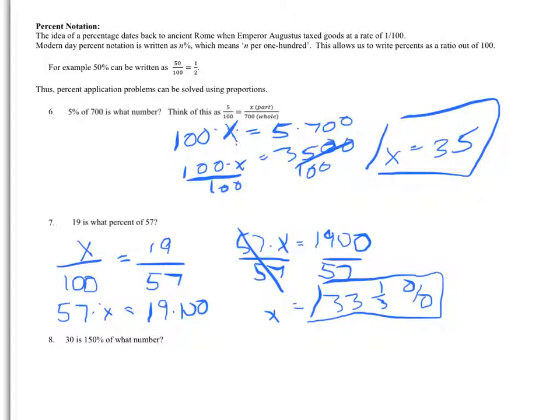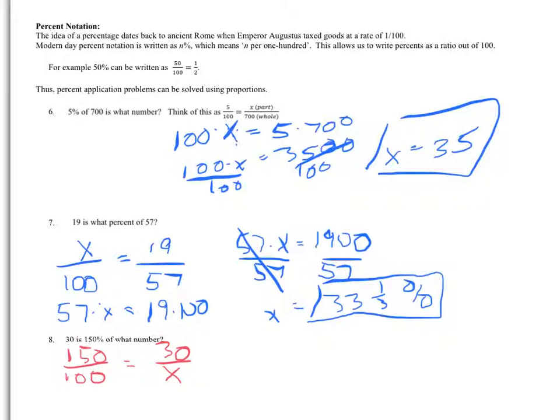All right, finally, we're looking at number 8. 30 is 150% of what number? I can start by writing my percent down. My percent is always a number over 100. So 150 over 100 equals, now 30 is 150% of what number? 30 in this problem is the part, and the unknown value that we're looking for is the whole.